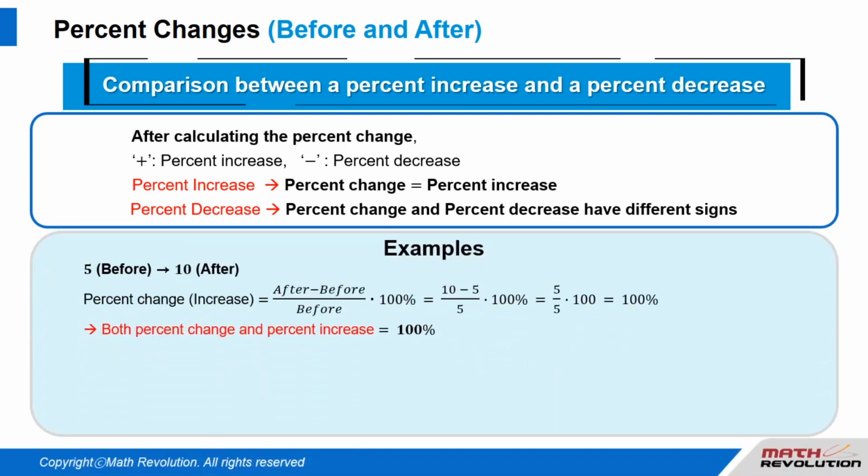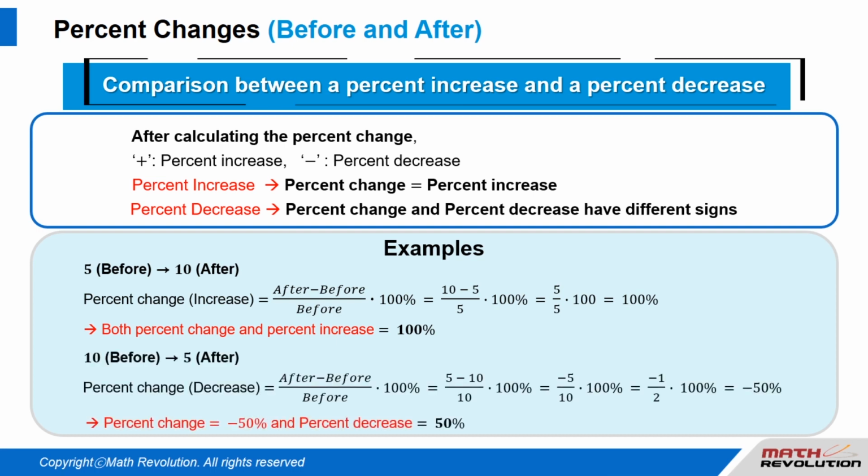For example, percent change when increased, 5 becomes 10. Percent change increase equals after minus before over before times 100%, which equals 10 minus 5 over 5 times 100%, which equals 5 over 5 times 100%, which equals 1 times 100%, which equals 100%. That is, the percent change is 100%, and the percent increase is 100%. So the percent change is equal to the percent increase.